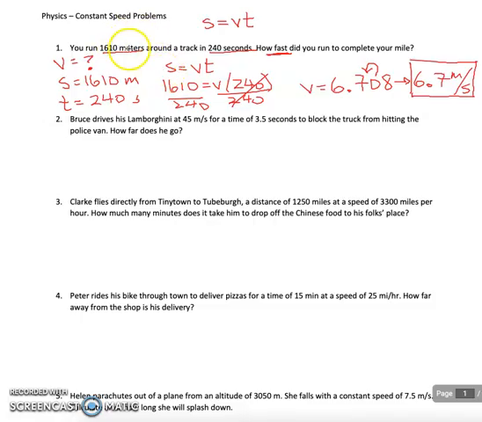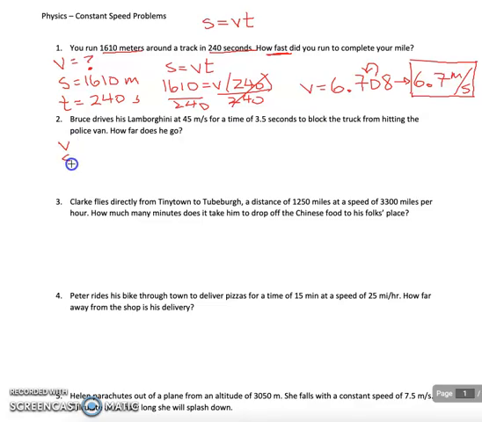Notice how just in the question, or in the scenario, I switched from meters to mile. That's because there are 1,610 meters in 1 mile. So this would be you're running around a track 4 times to complete the mile, and it takes you 240 seconds or 4 minutes to complete the mile. That's a pretty fast mile.